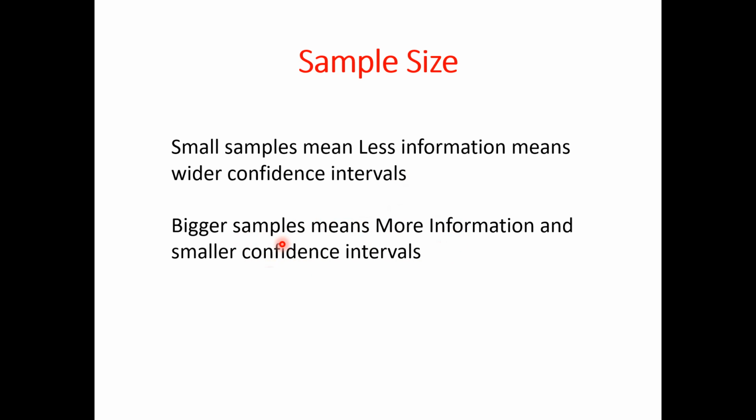So if the population has larger variation, you will be less confident, and when you will be less confident, you will have a bigger confidence interval. So that means you would want a wider range to be sure that you are predicting accurately. Okay, so sample size is very, very important.